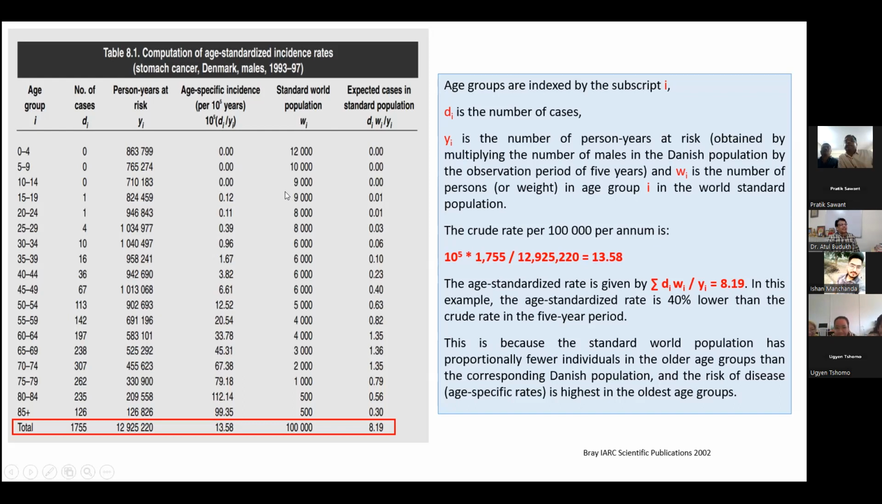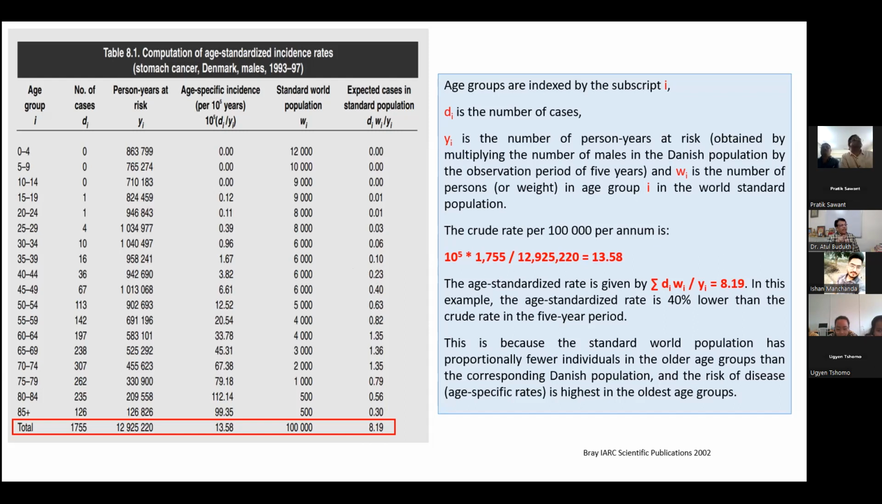So what is a standardized rate? Just multiply by standard population. You multiply this rate with the standard population and take the summation of this. So now 1.67 into 6,000, it will be 0.10. 3.82 into 6,000, it will be 0.23. Use summation of it, and it will come 8.90. I will show you how it has come. Is it clear? What is a standardized rate?